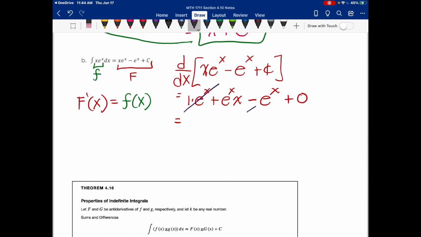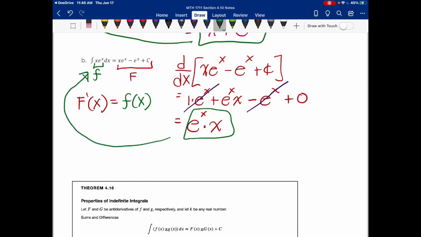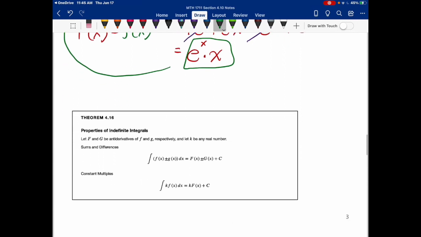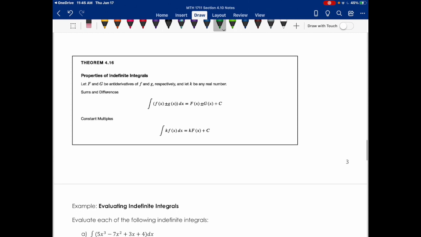Now, when I clean this up and simplify, I can see that I have an e to the x here and a minus e to the x here. And those give me 0 when I add those up. And I'm left with just e to the x times x. And that's exactly what we got for our function f of x.